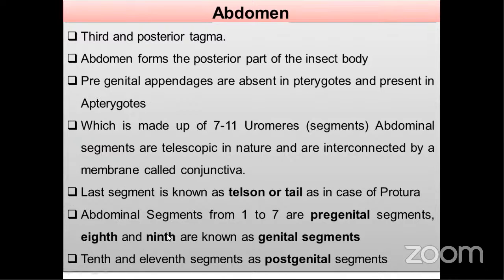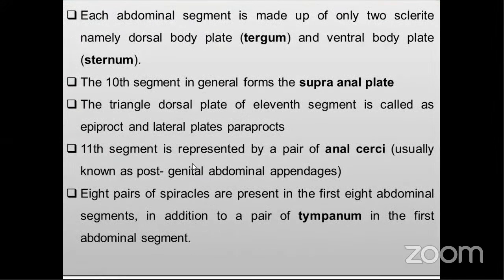In the 8th and 9th segments, genital segments are there. In males, the external sexual organs, the genitalia of male grasshoppers, are present on the 9th abdominal sternite, meaning the ventral side. In females, the genital organs are present on the 8th and 9th abdominal sternites, also located on the ventral side. But in males, it is on the 9th sternum.